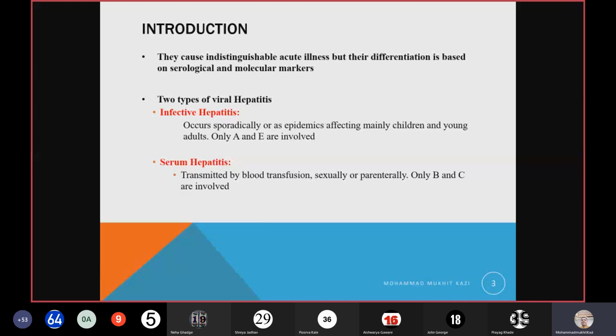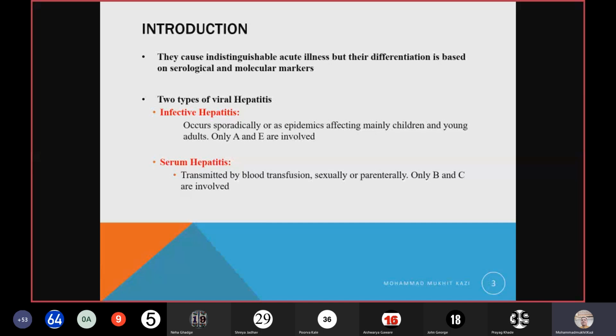They cause indistinguishable acute illness, but their differentiation is based on serological and molecular markers. So it is possible to differentiate these infections based upon serology and molecular markers. There are two types of viral hepatitis. Broadly, it is divided into two based upon their routes of transmission.